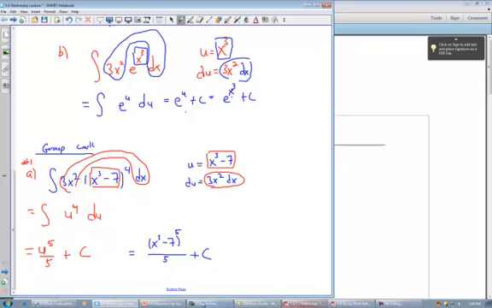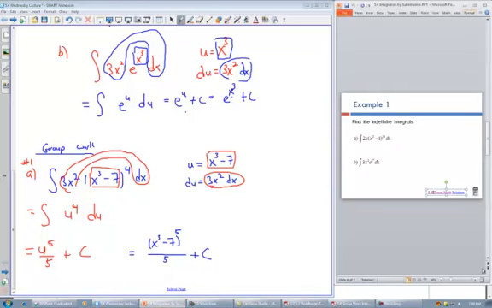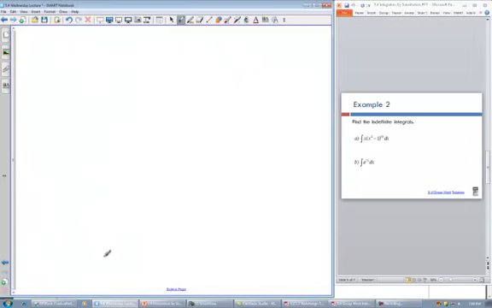Okay, and so the next thing we want to talk about, next example, let's look at the next set. They're a little bit different. So on example 2, let's see how they're different. Part A, I have the integral of x times x squared minus 1 to the 10th dx. I'm going to use integration by substitution.